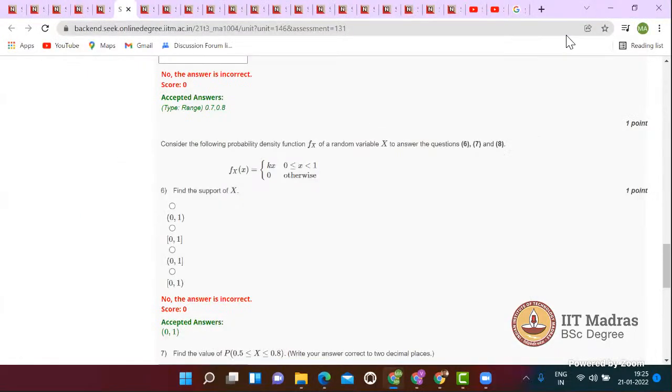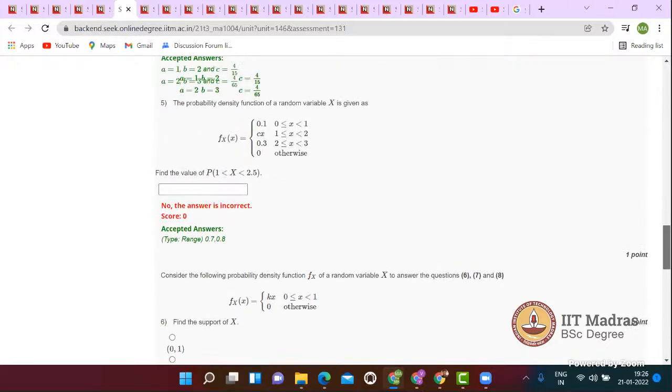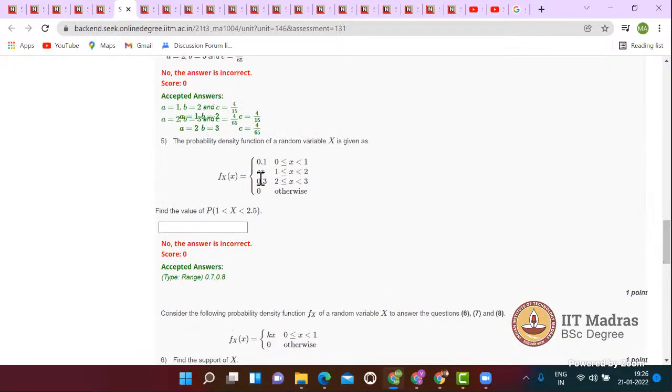Sir, in the fifth question, part C is coming to be 0.4 here. C is coming to be 0.4. So the probability function is 0.1, 0.4x, and 0.3, right? Yeah. So for 1 to 2.5, we have to integrate 0.4 into x plus 0.3. You have to integrate 0.4x. If you are getting 0.4, you just have to integrate from 1 to 2 this one, and from 2 to 2.5 means 0.5 into 0.3, that is 0.15 that you have to add.